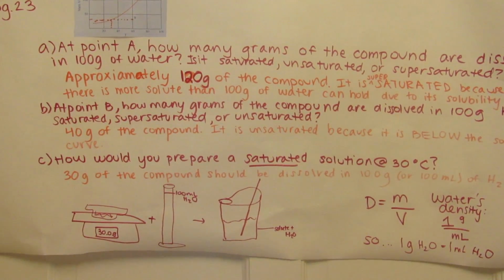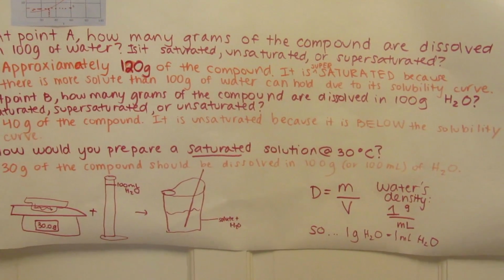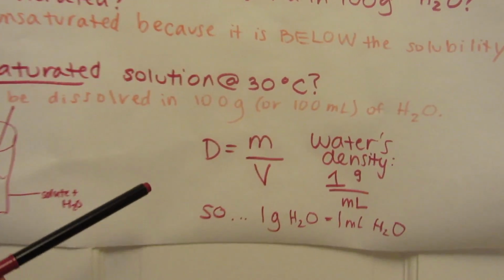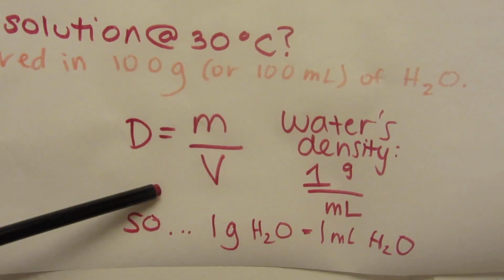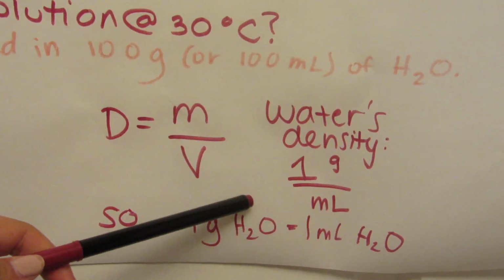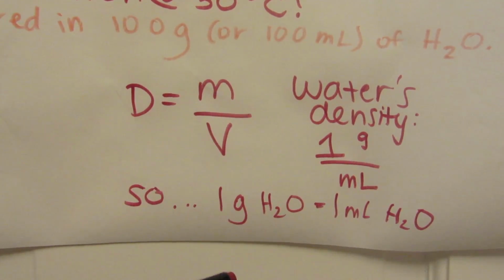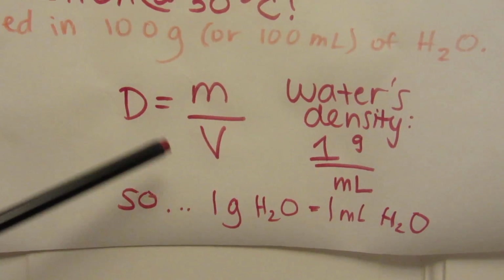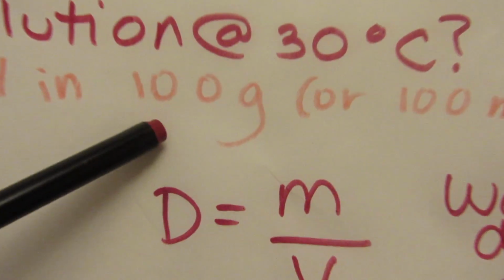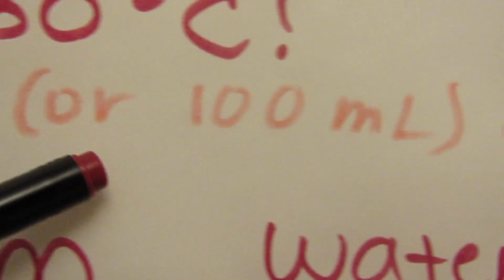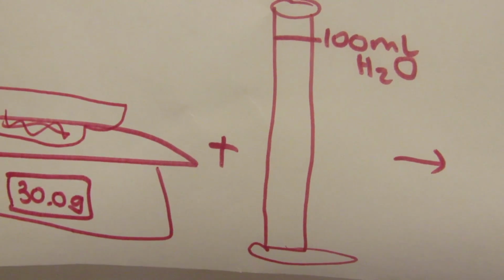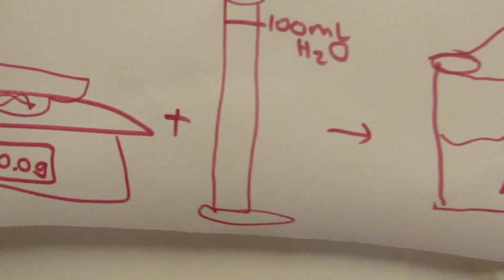When I said that there should be 100 milliliters of water, I said that because density is equal to mass over volume, and water's density is defined as 1 gram per 1 milliliter. So that means that 1 gram of water is equal to 1 milliliter of water. Therefore, when you want to dissolve it in 100 grams of water, it's the same thing as 100 milliliters of water, which is way easier to measure in a graduated cylinder rather than on a scale.